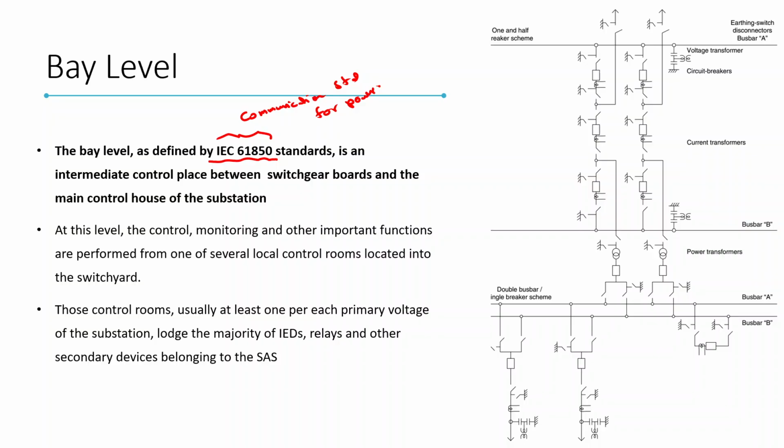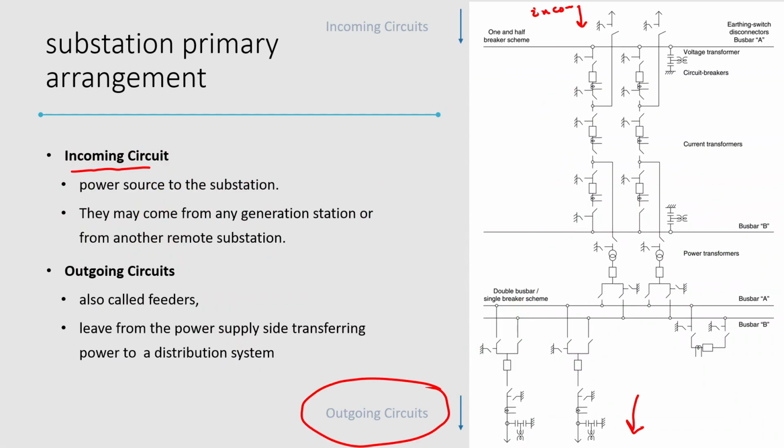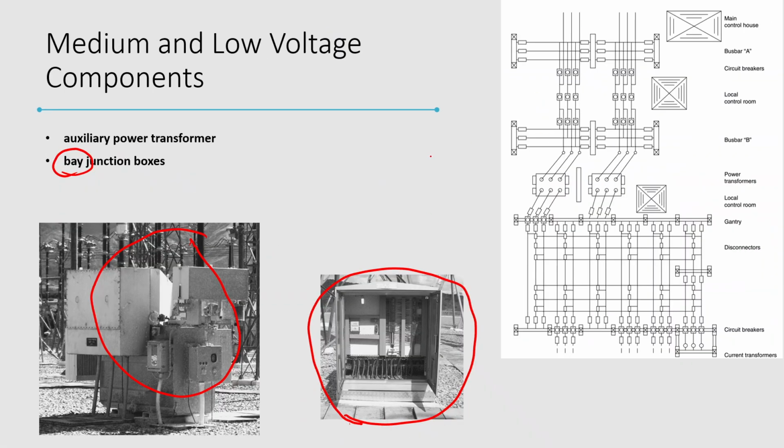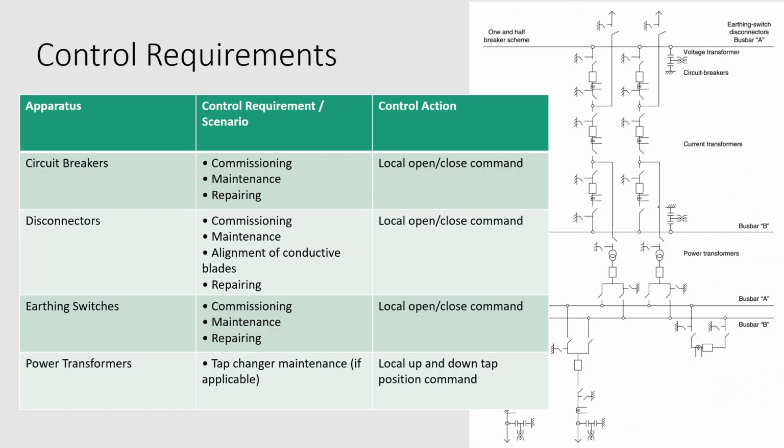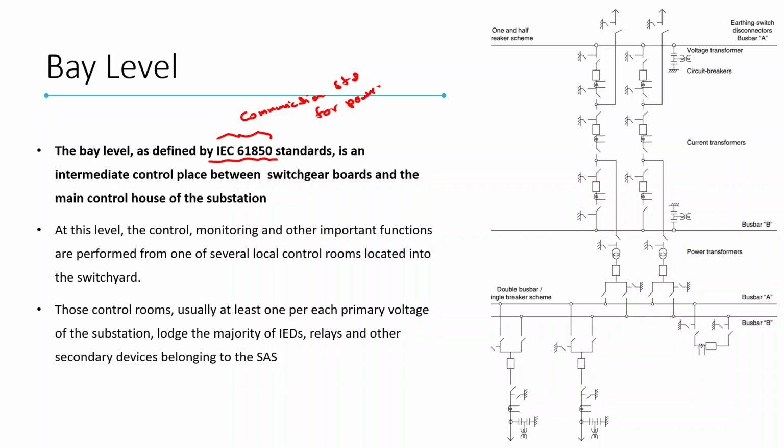According to this standard, the bay level is an intermediate control place between the switchgear boards and the main control house of the substation. So earlier you can see you have the main control house of the substation here, and then you have the intermediate control houses. Those are the bay level control, right?